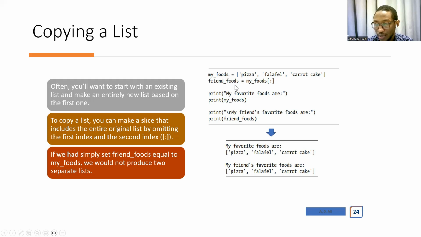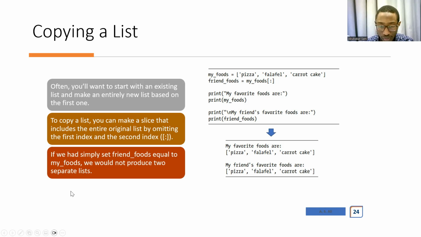I can just say friend foods equals my foods, and I have to put a bracket and the 2 dots. If I just say friend foods equals my foods, it's not going to work correctly. You have to tell Python that what I want is for friend foods to equal all the elements in my foods. So by just putting the 2 dots, or the colon, we are saying take everything inside my foods and also create it as the friend foods list. So this is going to do exactly that.